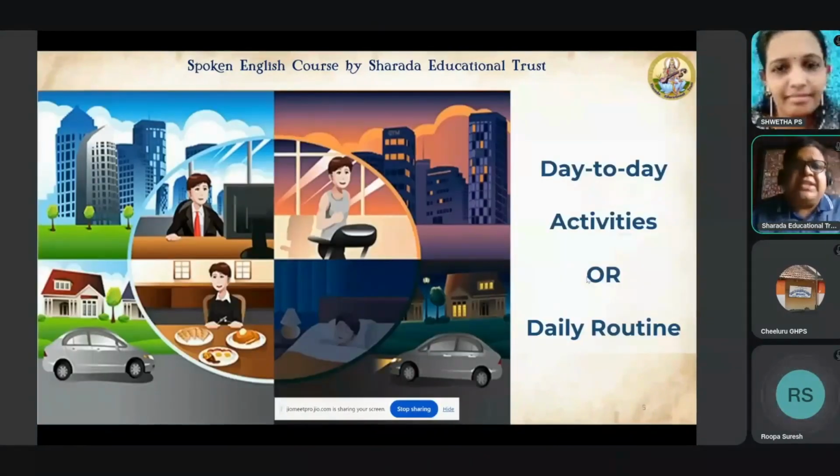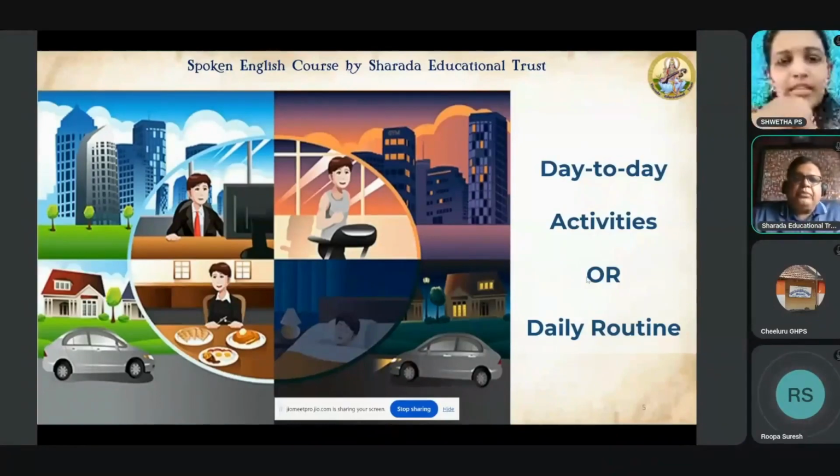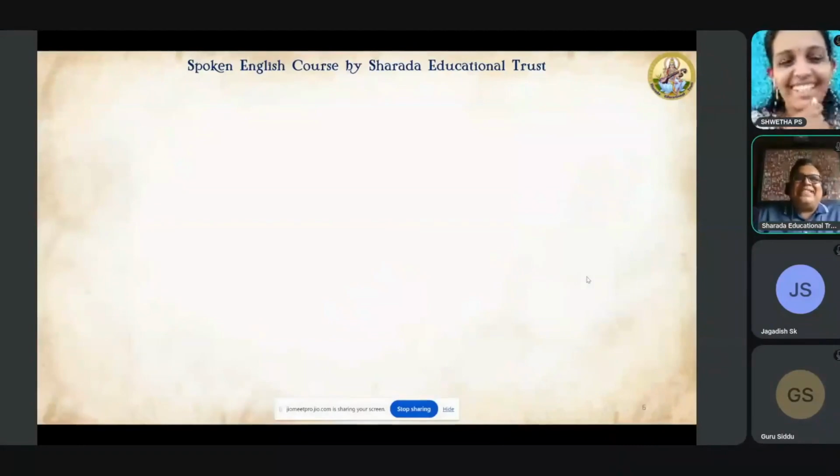Day-to-day activities. What is daily routine? Can someone tell me in Kannada? Daily routine. ದಿನನಿತ್ಯದ ಕೆಲಸಗಳು ಸರ್, ಪ್ರತಿದಿನ ಮಾಡುವಂತ ಕೆಲಸಗಳು. Such a long sentence, isn't it? Okay. Daily routine. So today we'll see the daily routine, and I'll ask everyone to narrate your daily routine.